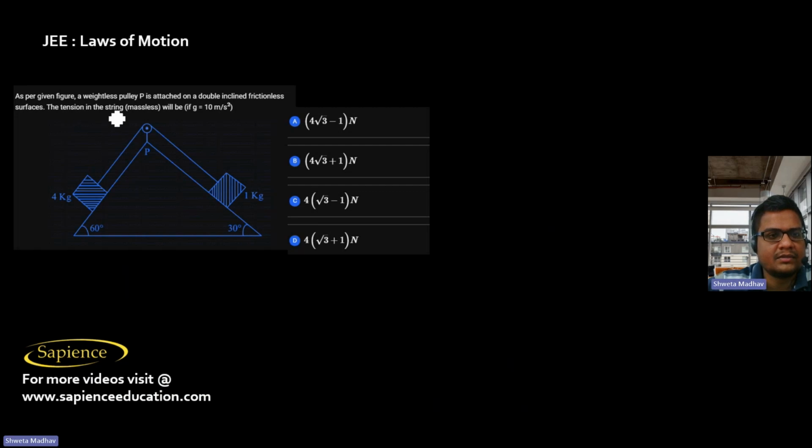Then here it is told, as per the given figure, a weightless pulley P is attached on a double inclined frictionless surface. The tension in the string will be... Since the string is massless, the same tension will act. So here this is the tension force.